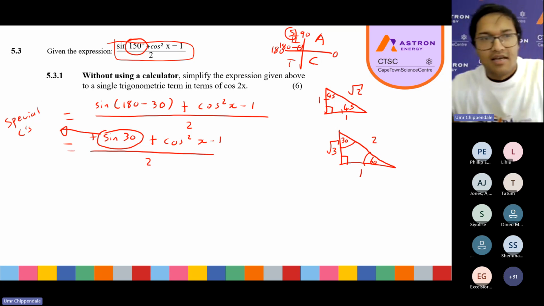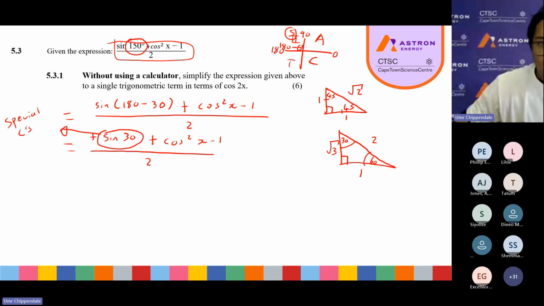Perfect. Now, sine of 30, what is that? Sine is opposite over hypotenuse. So what is the opposite? It is going to be our 1. And what is our hypotenuse? That is 2. So therefore, this is equal to a positive half plus cos squared x minus 1, all divided by 2.